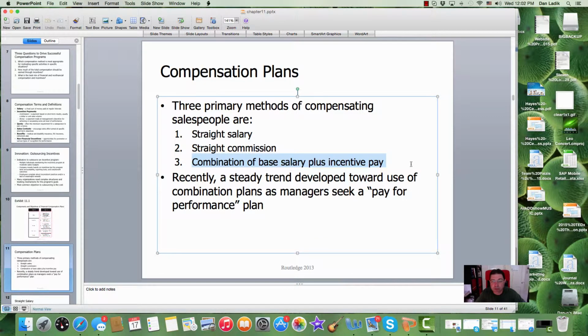Combination of base salary plus incentive pay. This is a new school compensation method, and it's just a combination of how much is base and how much is incentive. If 30% is base and 70% is incentive, well, that's less new school and more old school. But if it's 60% base plus 40% incentive, okay, that's very new school. Very new school.